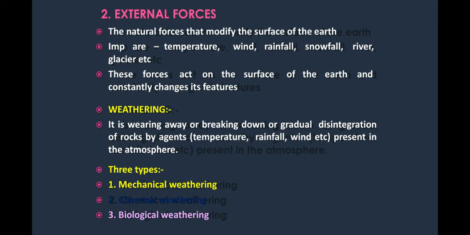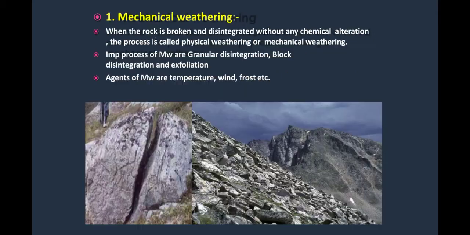Now there are three types of weathering. What weathering is, is important; the types are only for your information. You should know there is mechanical weathering, chemical weathering and biological weathering. Mechanical weathering, this is only for your information. When the rock is broken and disintegrated without any chemical alteration, the process is called physical weathering or mechanical weathering.